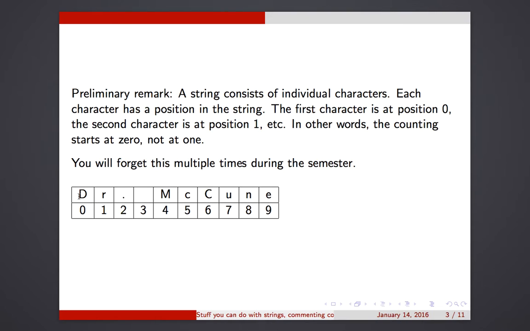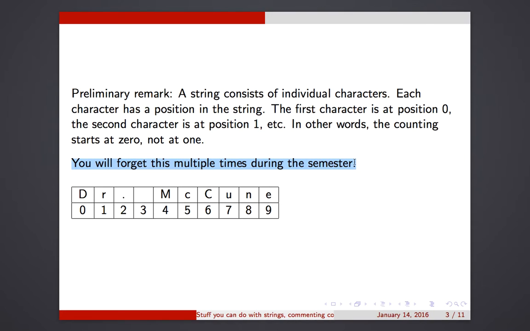Anytime in C++ where you have things in a list like this, a list of characters, the first position is position 0. The second position is position 1, etc. I say you will forget this multiple times during the semester. That may or may not be true. You might not forget about it, but you will definitely be annoyed by it. The students always find this highly obnoxious. And all I can say is, I'm sorry, I did not create the language.